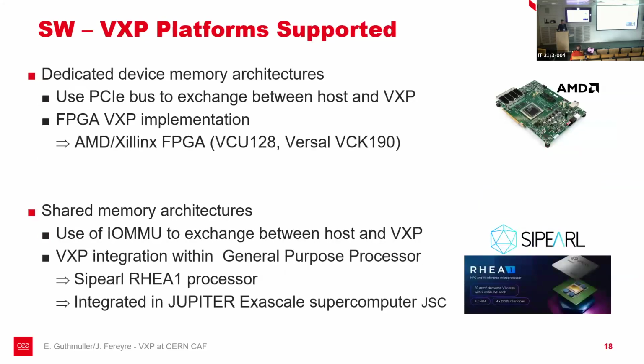The platforms we support are of two types. We have a dedicated device with memory architectures, mainly the FPGA platform that we have as a prototype in our lab. It uses a PCI bus to exchange data between the host and VXP accelerators. And we have another platform with shared memory architectures. That is the model that will be implemented in the Cycle REA1 processor, which uses an IOMMU to exchange data without copying them from the host memory to the accelerator memory. Hopefully it will be integrated in the REA and available in Jupiter in a few years.